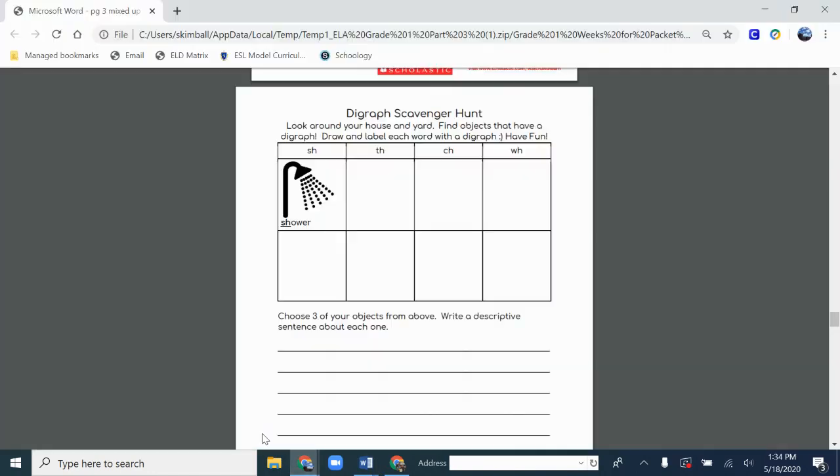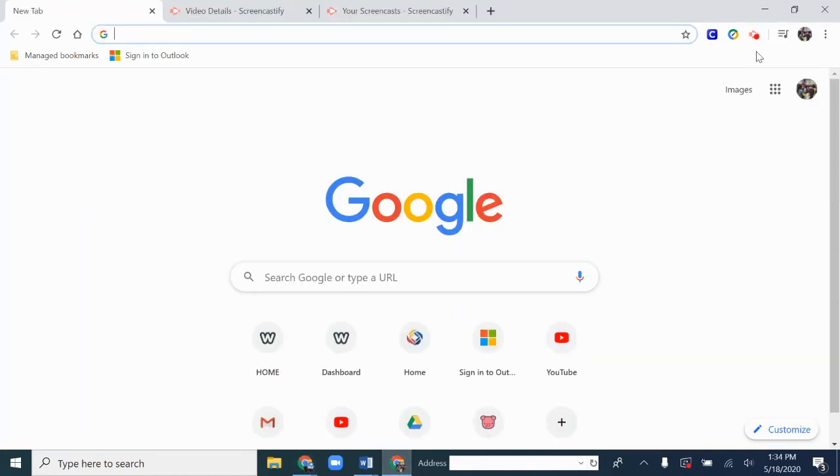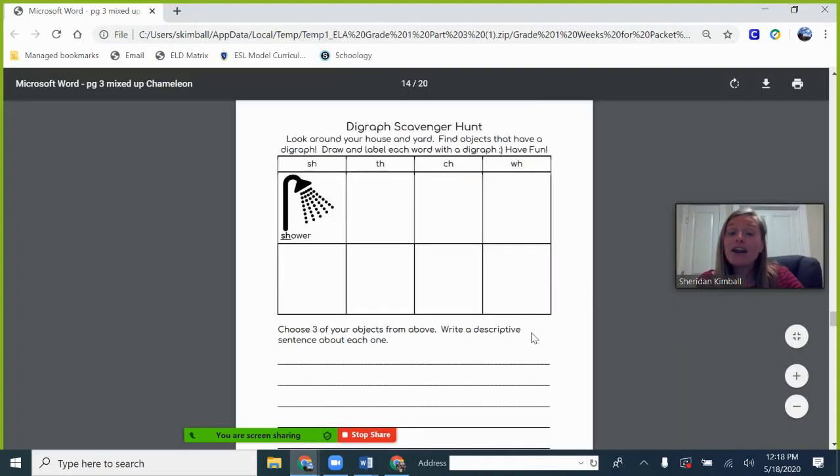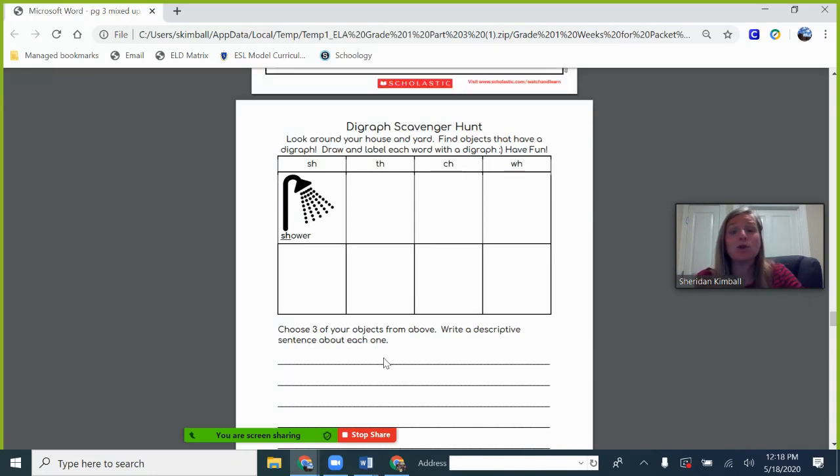Now look back into your work packet and think about which ones you're going to draw a picture of and write the words for, okay? At the bottom where there are lines, it gives you some extra directions. It says choose 3 of your objects from above. Write a descriptive sentence about each one. Ooh. So you need to look at the digraph words that you chose. You need to pick 3. And you're going to write a descriptive sentence for each of your choices.